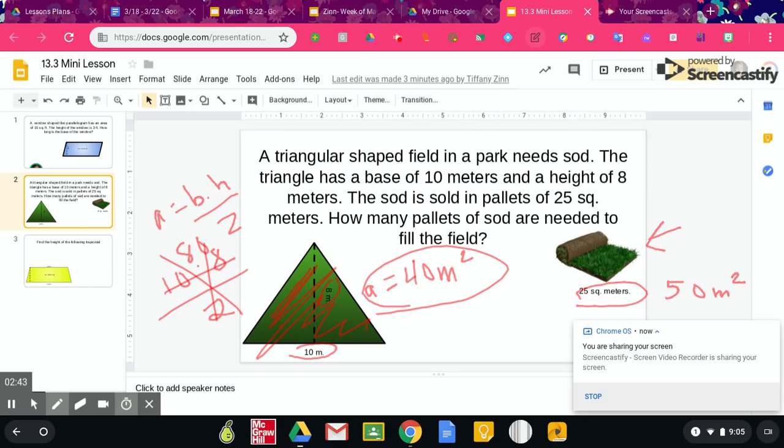So whenever you get to the questions on your homework, like I think one of them asks about paint, you can't buy like a third of a can of paint, so you'd have to just buy a whole other can of paint. So the answer to this question, when it says how many pallets of sod are needed to fill the field, it would be 2 pallets.